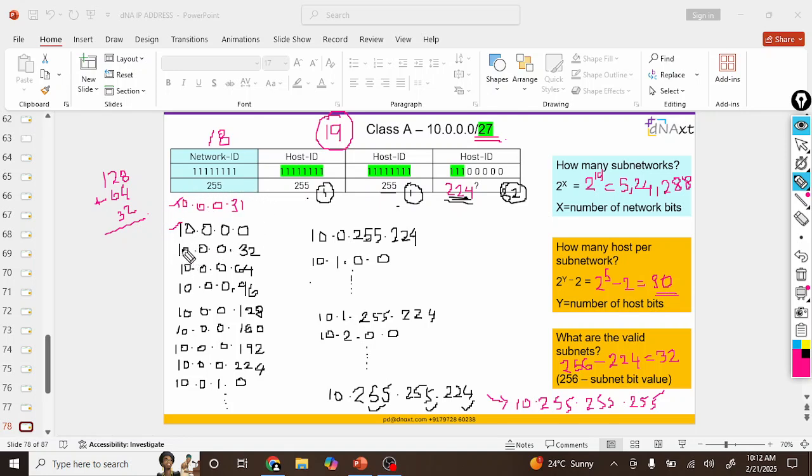For the second subnetwork it will be 10.0.0.63. For the third subnetwork the broadcast ID will be 10.0.0.95. Here the broadcast ID will be 10.0.0.255. Here it will be 10.0.1.31. So this will go on.